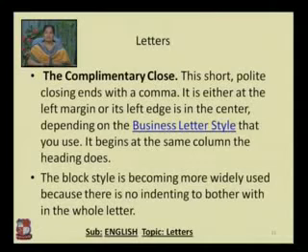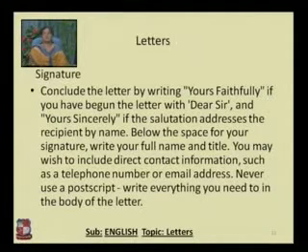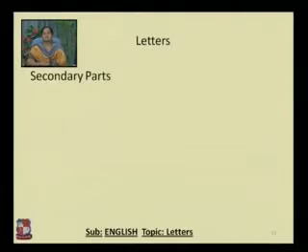You should always have a complementary clause. All these complementary clauses will end with a comma. It is either at the left margin or on the left edge. According to the style, we can use the complementary clause. Signature and conclusion. The conclusion can be yours faithfully if you have begun with dear sir, yours sincerely if you have written down certain names, and if not both of them, you can also use with regards.